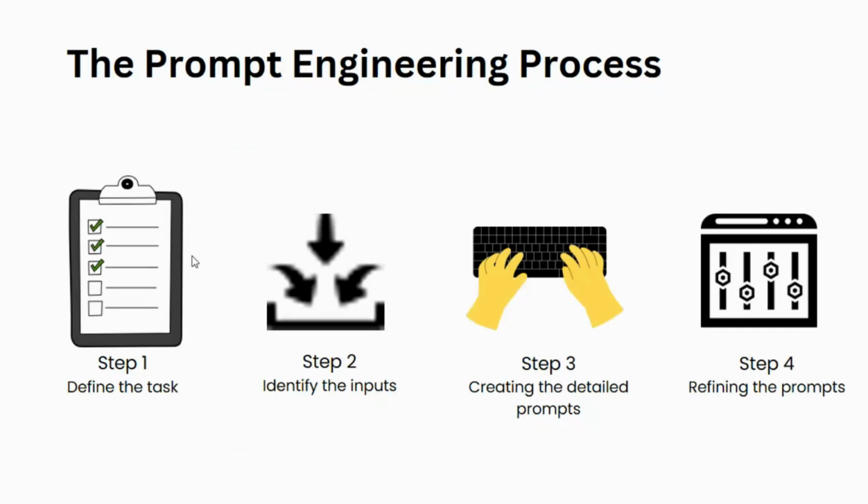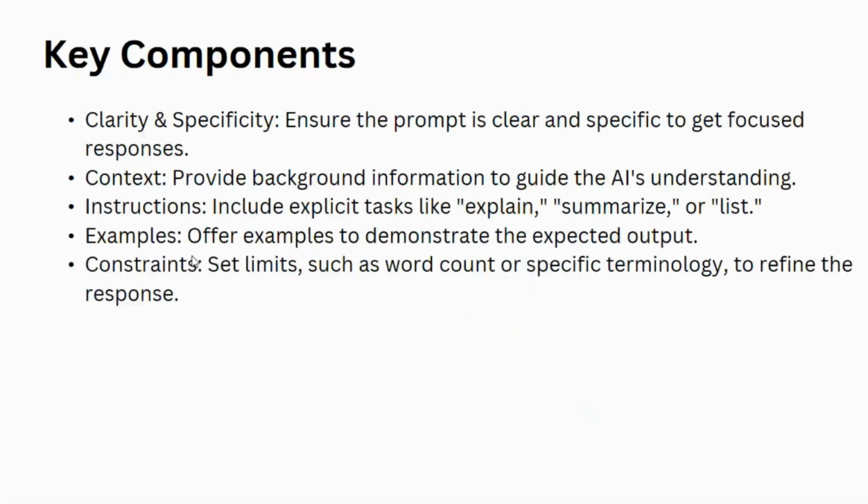There are different processes in prompt engineering. First we have to define the task, what we are going to do, like writing an article, blog post, or anything. Then we have to identify the inputs, what all should be mentioned, write the detailed prompt, and see the results. If the results are not satisfactory, then refine the prompt. These are the processes of prompt engineering.